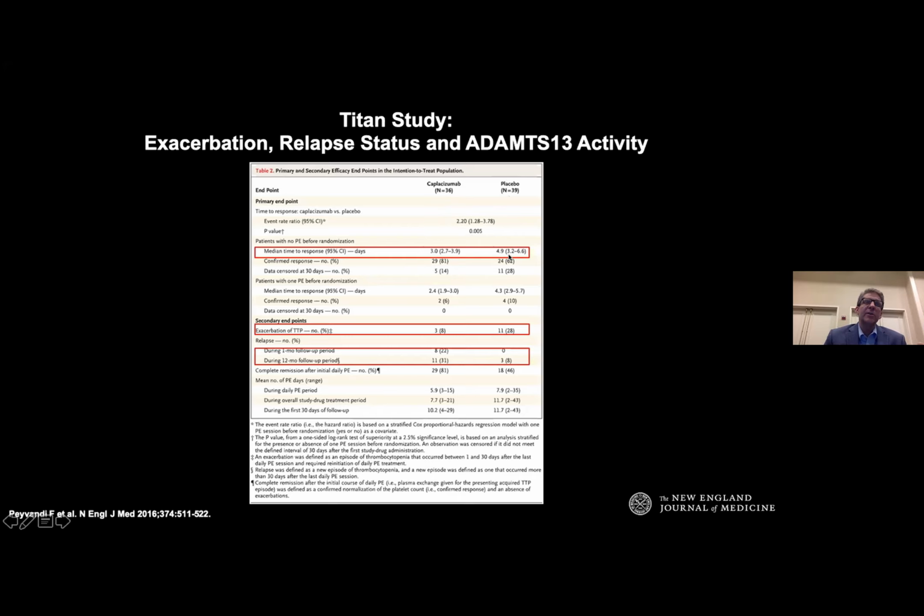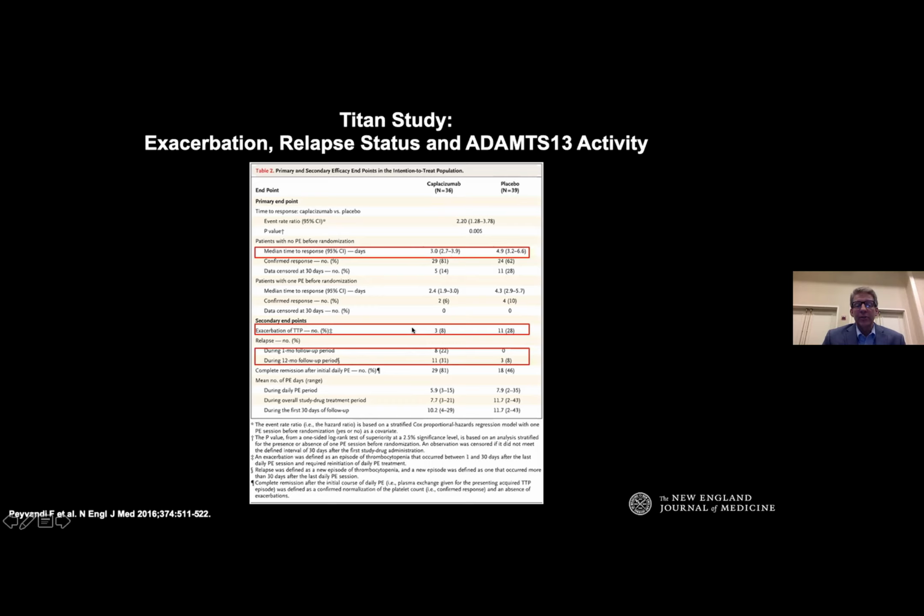So this study, in contrast to the one I just showed you, is a prospective study, which means you were enrolled, there was a coin toss, and you got caplacizumab or you did not. And the treating physicians did not know who got which drug. The patients did not know who got which drug. So as you might expect, the patients who got caplacizumab had a shorter time to a normal platelet count, 3 versus 4.9 days.